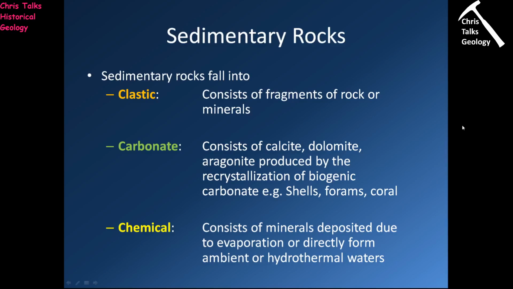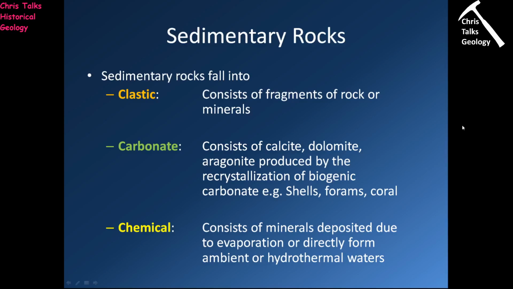And the final type of sedimentary rock are the chemical sedimentary rocks. These are sedimentary rocks that consist of minerals deposited due to evaporation, so they're the evaporite minerals and evaporite rocks, or minerals which are deposited directly from ambient, so essentially surface temperature, or hydrothermal waters.